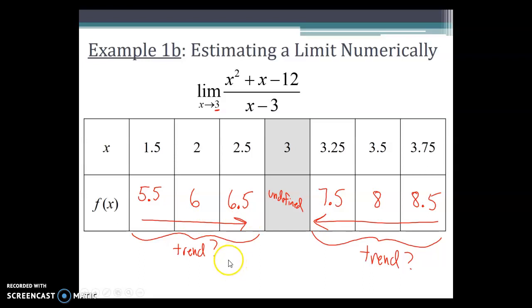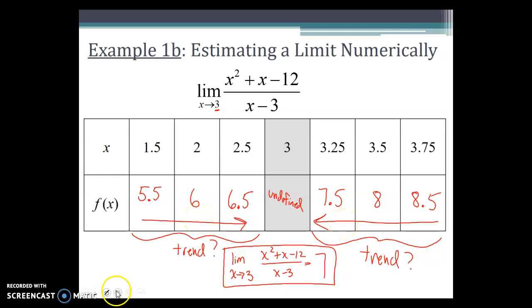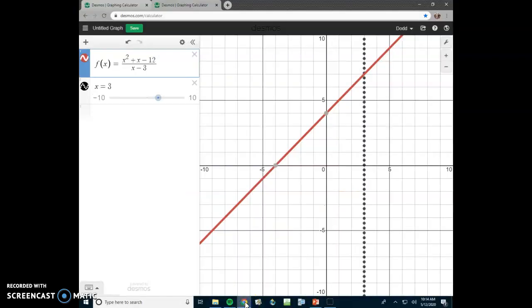So we're going to verify that in just a second via a graph. But basically what happens is the limit as x approaches 3 of this function, x squared plus x minus 12 over x minus 3, as we said in the very beginning of this video, is 7. And numerically, we can see that trend on both sides of 3. And then we're going to take a quick look at the graph to verify that.